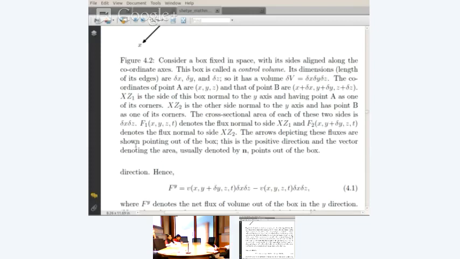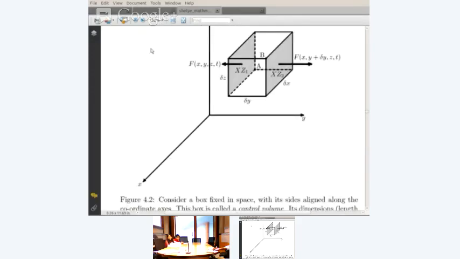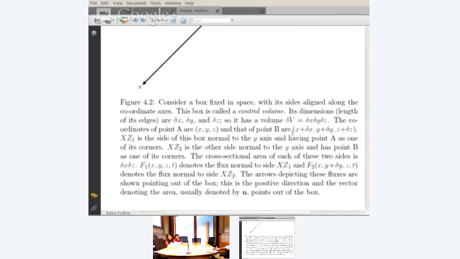The arrows depicting these fluxes are shown pointing out of the box. It's always shown pointing out of the box because this is a positive direction, and the vector that denotes the area, usually denoted by a boldface N or N with a hat sign on it if you are writing, points out of the box. The normal vector points out of the box. So that is the sign convention. So if F1 is to be positive, it must be coming out of face xz1, and if F2 is positive, it must be coming out of face xz2. That is the positive quantity.